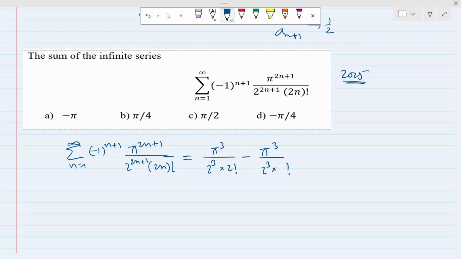The second term, pi to the power 5, and the denominator is 2 raised to power 5. Pi to the power 7 in the next term, upon 2 raised to 7 into 6 factorial.